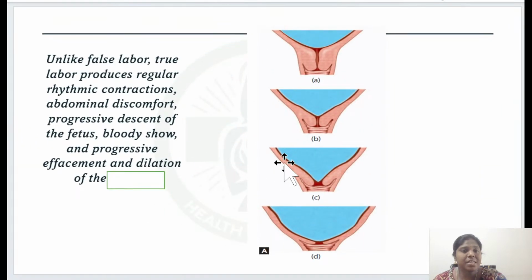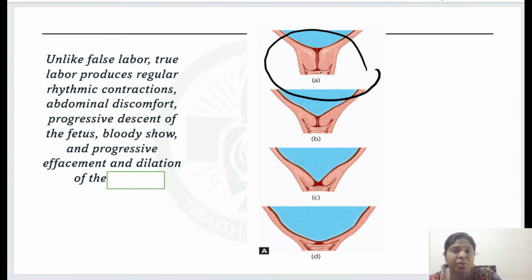Next. Unlike false labor, true labor produces regular rhythmic contractions, abdominal discomfort, progressive descent of the fetus, bloody show, and progressive effacement and dilatation of what? So, unlike false labor, true labor usually has rhythmic contractions and abdominal discomfort, and gradually the fetal head will descend. So this is how a primary mother's cervix usually looks.